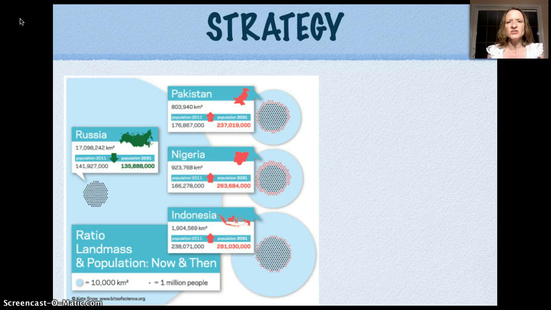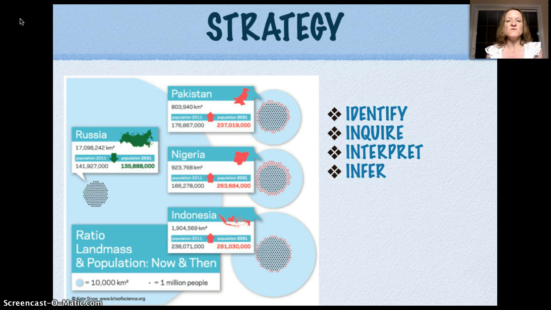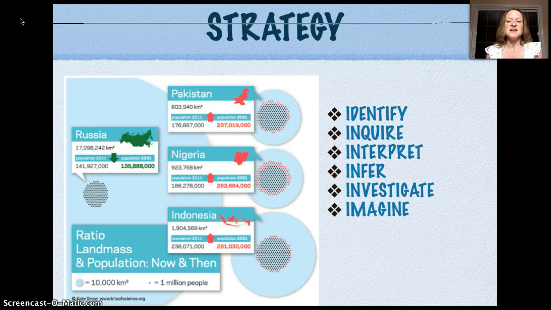I'm going to introduce you to a strategy that I've put together that I think might be helpful whenever you work through these infographics. It's basically the 6I method, and it includes the following terms: identify, inquire, interpret, infer, investigate, and imagine. So anytime we present you with an infographic, if you work through those 6 I's, then you should be able to collect data and analyze that infographic very critically so that you can learn a lot about what it's trying to communicate and about what the information means. So let's take a look at each one of those.